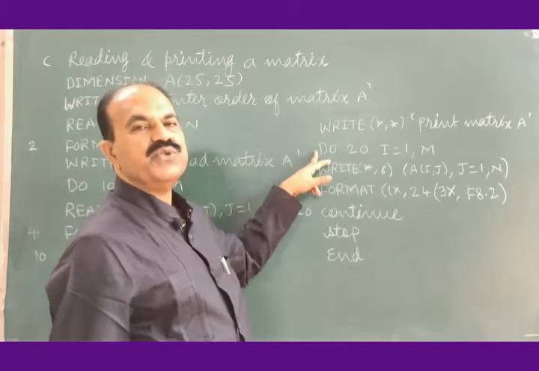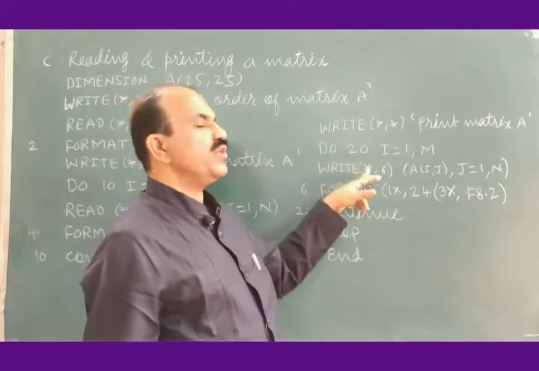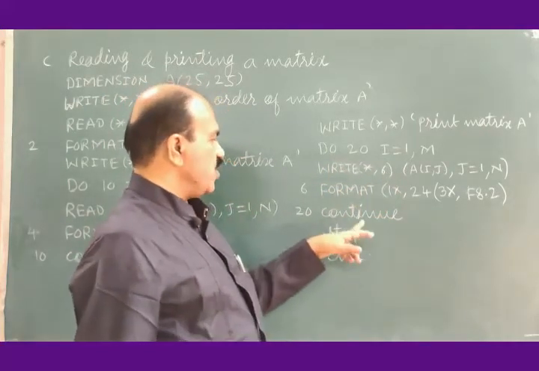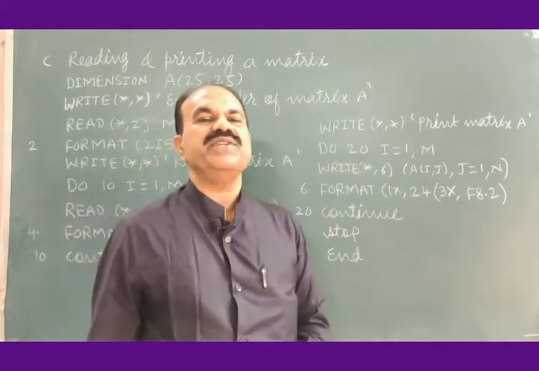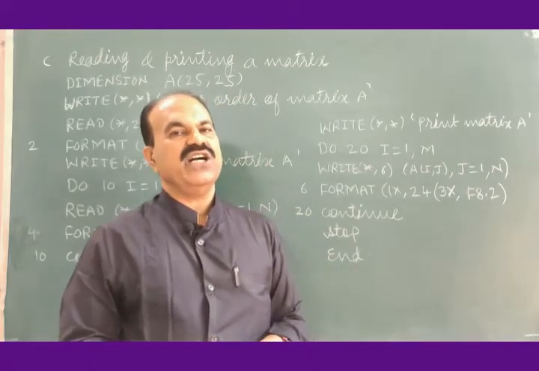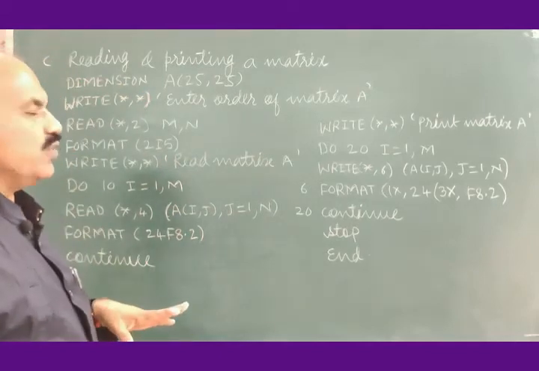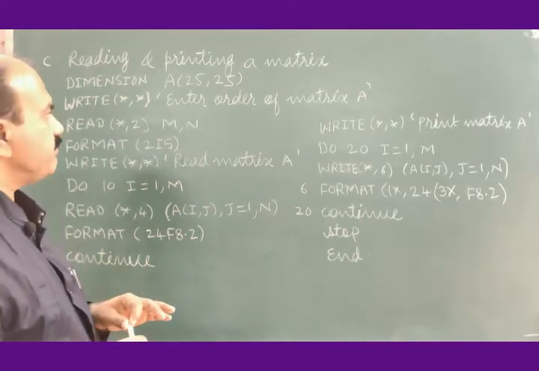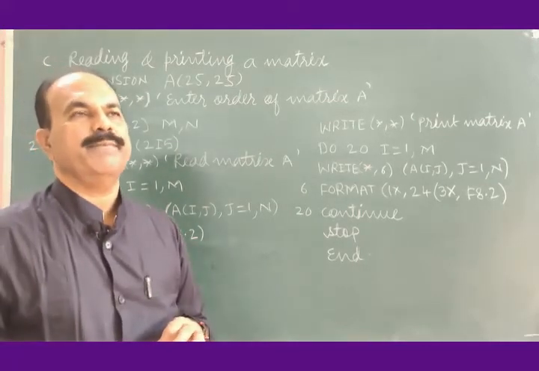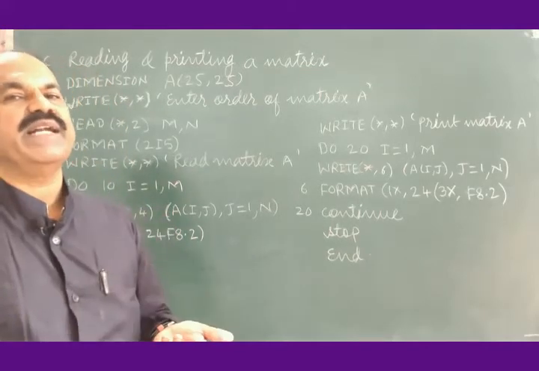Continue will send control to this do loop to take care of all the rows. This is to take care of all the columns when you are printing the matrix. Stop, end. This completes the program for reading and printing a matrix. It's very simple. Hope you understood this. After this, let me go for one more program: a program for addition of two matrices.